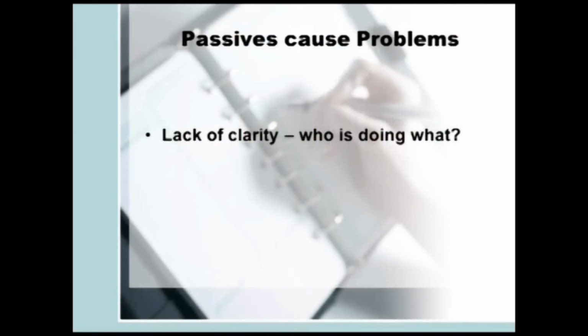Second thing, there's a lack of clarity, which we just mentioned. Why do politicians use it? Why do you use it when you're in trouble? Because I don't want you to know who's doing what. And so that generally makes for bland or confusing writing.